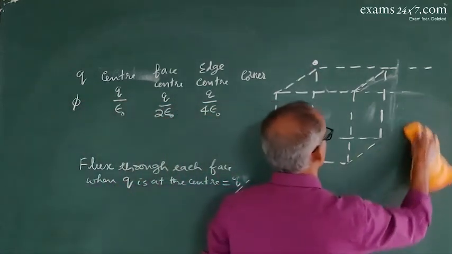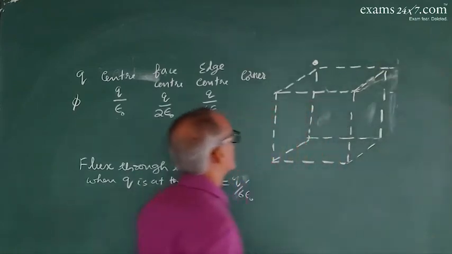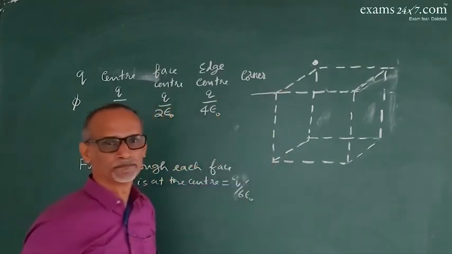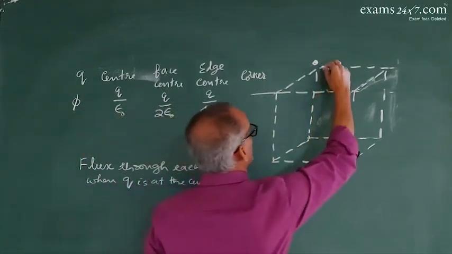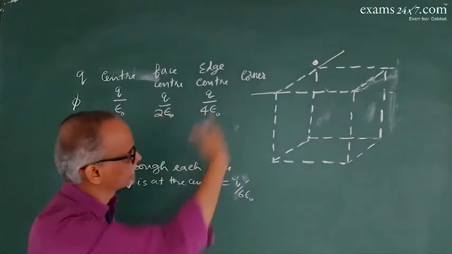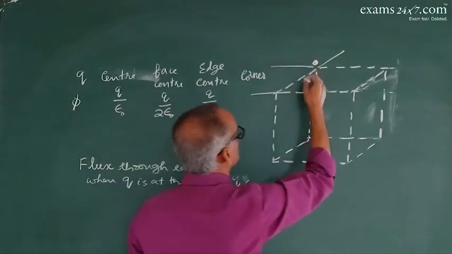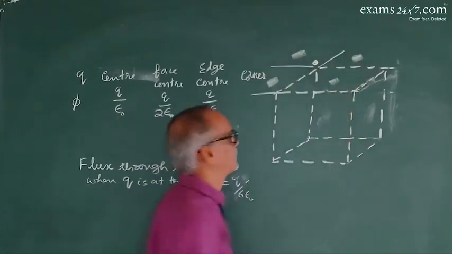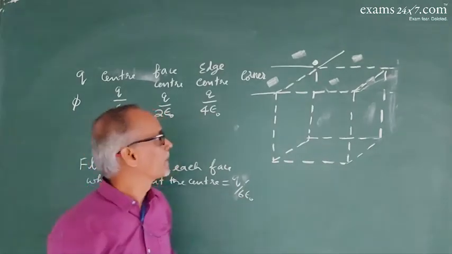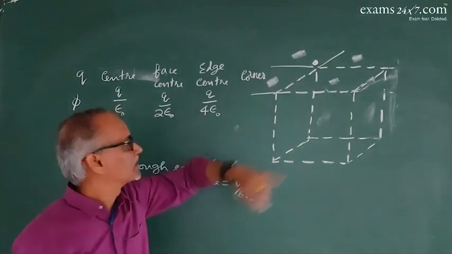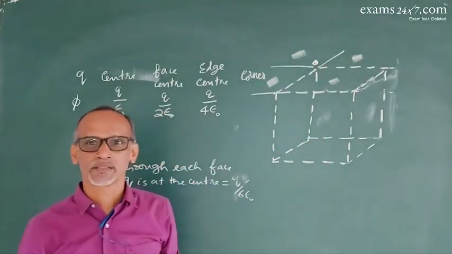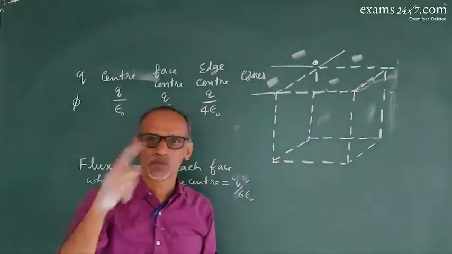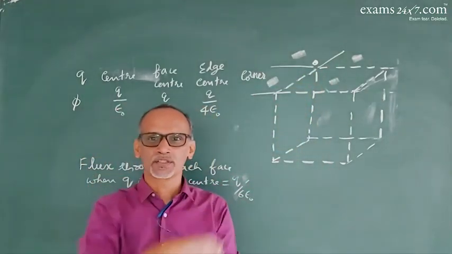Then one cube here on the side. Then 1 cube on this side. And 1 more cube here. So this is 1, 2, 3, and 4. 4 cubes together. But even after taking 4 cubes, the charge is not enclosed within the system. So what I have to do is take 4 more cubes above these 4. So the total cubes that enclose that charge are 8.